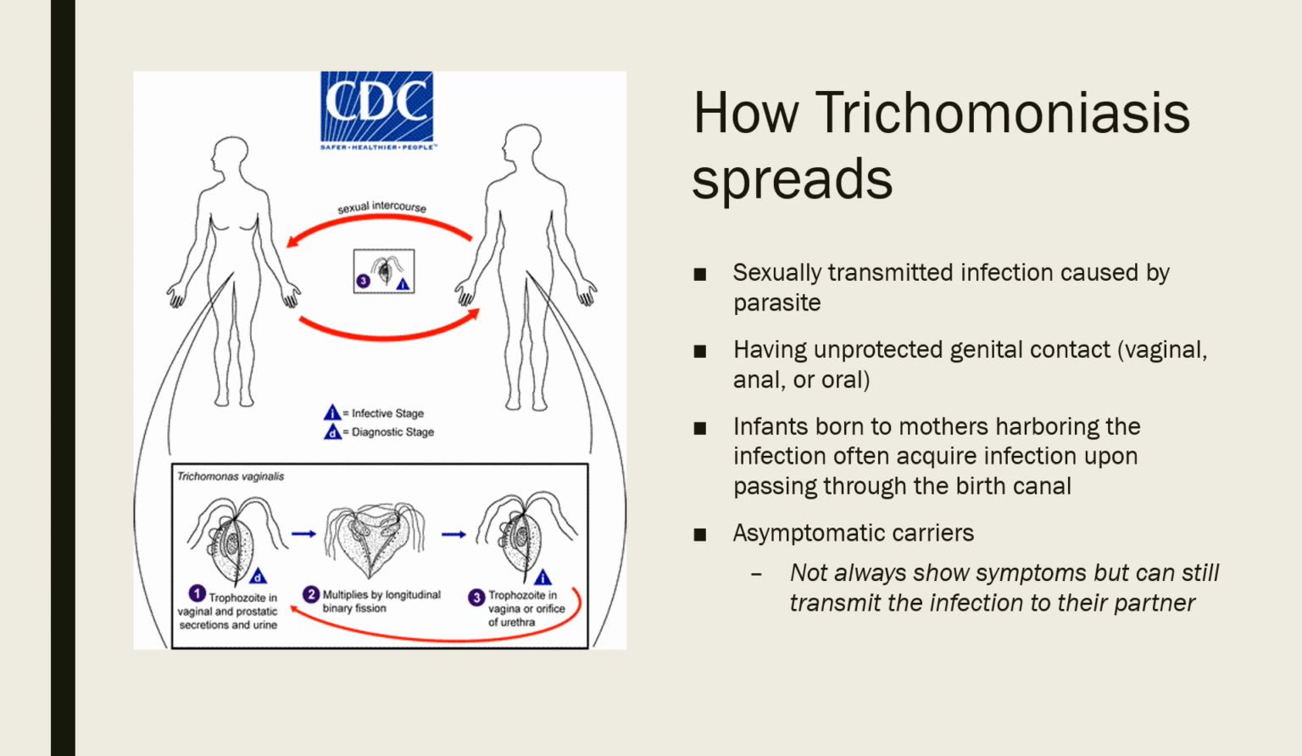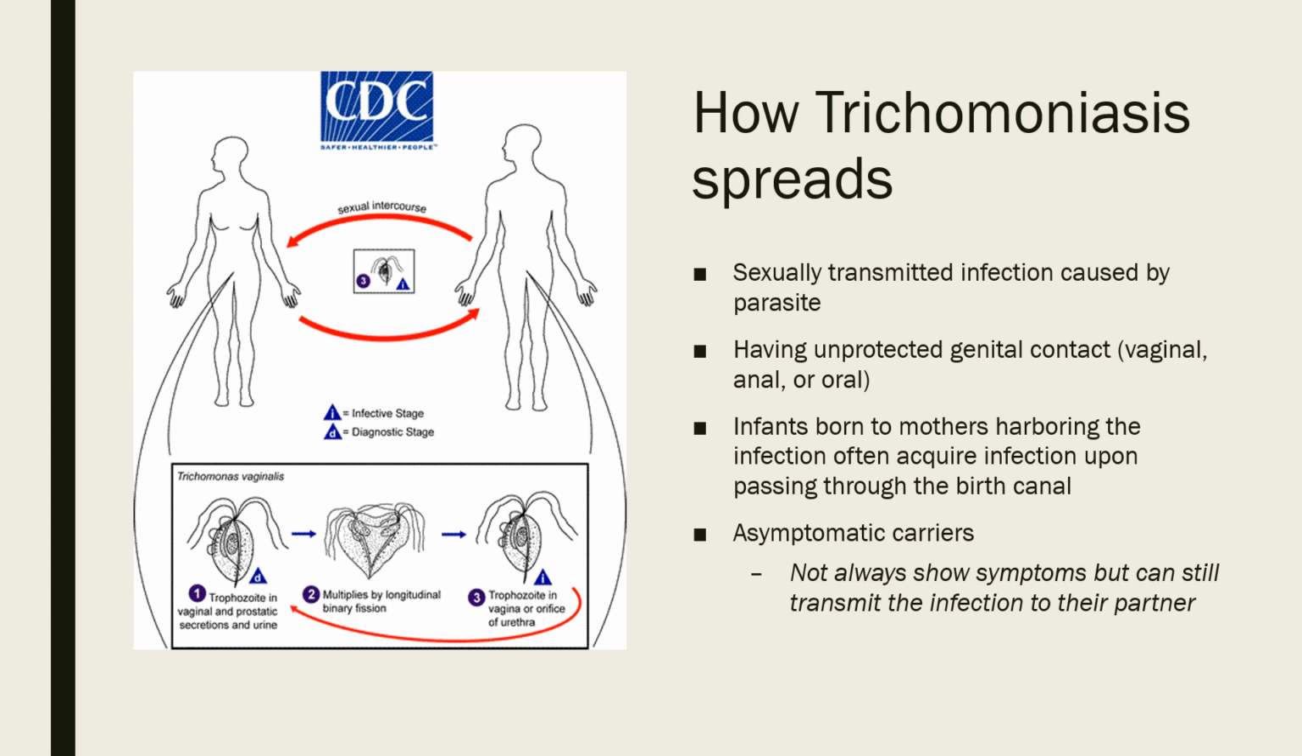Alright, so now we're going to talk about how trichomoniasis spreads. So it is a sexually transmitted infection that is caused by a parasite, usually when individuals are having unprotected genital contact or sex, so it can be vaginal, anal, or oral. This also can be spread from a mother to her infant when childbirth is occurring, so it can be passed from the mother to baby as well.